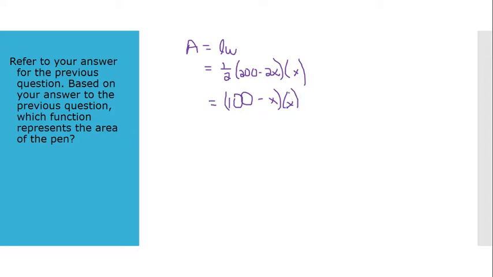Now we have to distribute our x throughout. So 100 times x is 100x. Negative x times x is a negative x squared. So that would be our formula that represents our area: 100x minus x squared.